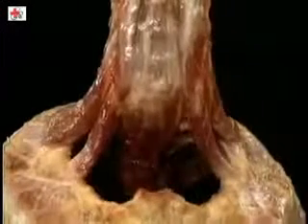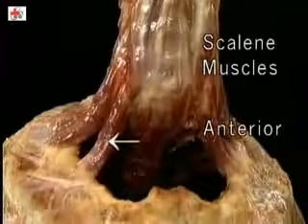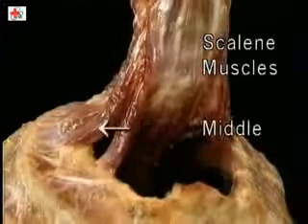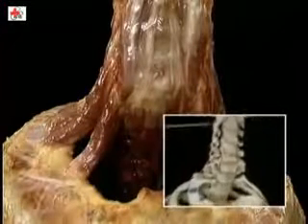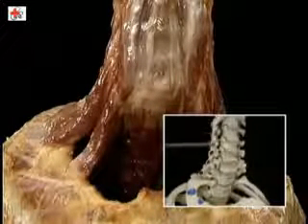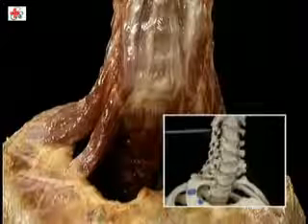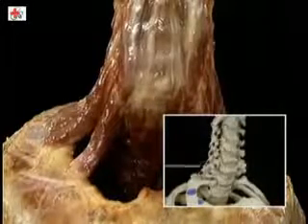Next we'll add the 3 scalene muscles to the picture. The anterior scalene, middle scalene, and posterior scalene. They arise from the transverse processes of the lower 5 cervical vertebrae. The anterior scalene from the anterior tubercles, the middle and posterior scalene from the posterior tubercles.